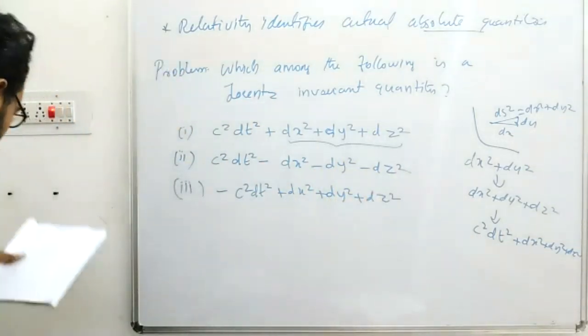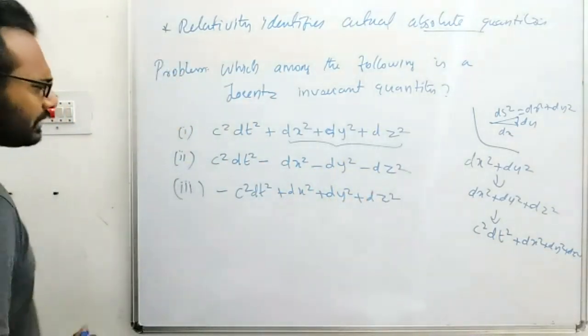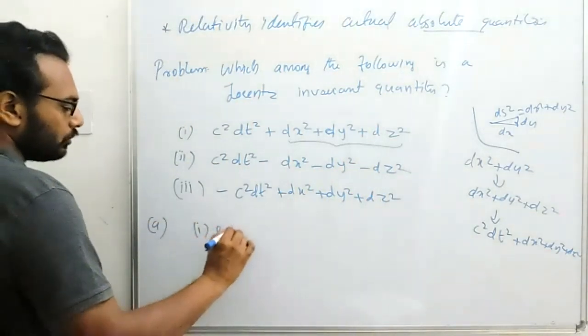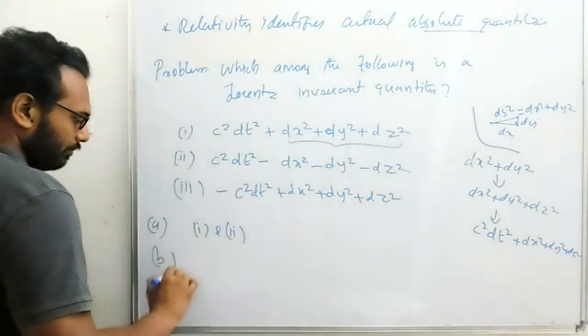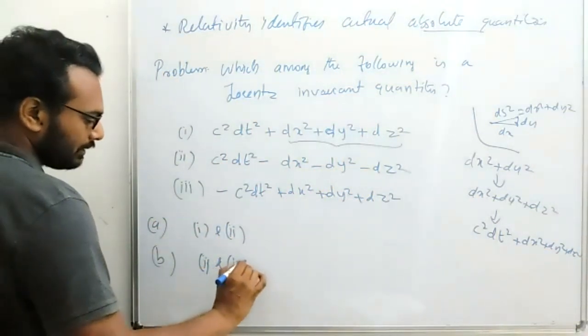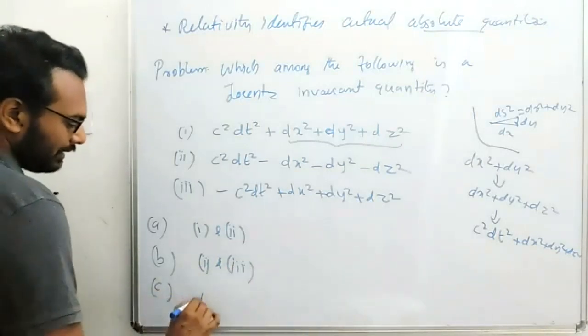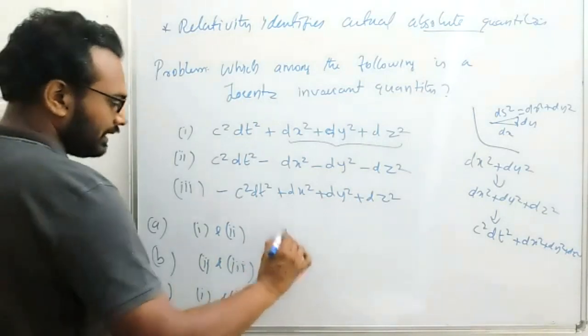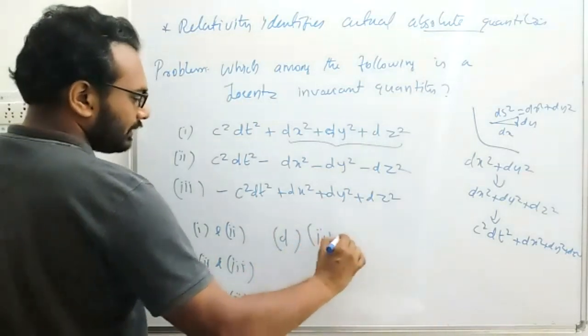And the question goes like this. Option A, 1 and 2. Option B, 1 and 3. Option C, 1 and 2. Option D, 2 and 3.